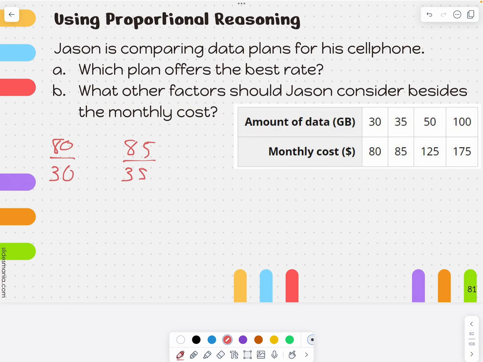$80 for 30 gigs, 85 for 35, $125 for 50 gigabytes, and $175 for 100. Again, I'm taking the money and I'm dividing by the quantity. The quantity in this example is gigabytes. I apologize for the messiness. My pen has died and it's not charging.